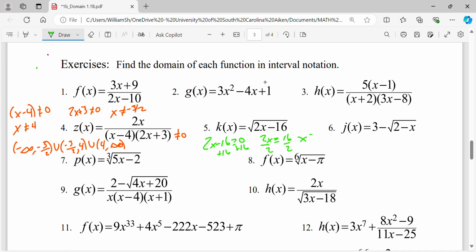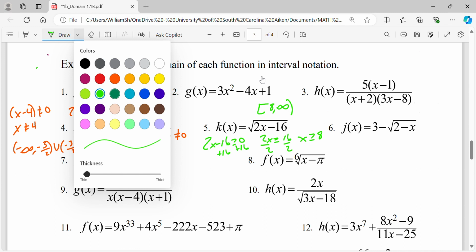Which will show us that x is greater than or equal to 8. If I write that in interval notation, it's not a parenthesis. Oops, almost made a mistake there. It's a bracket, 8 to infinity, because it is equal to, which means we need to exhibit that bracket right there.